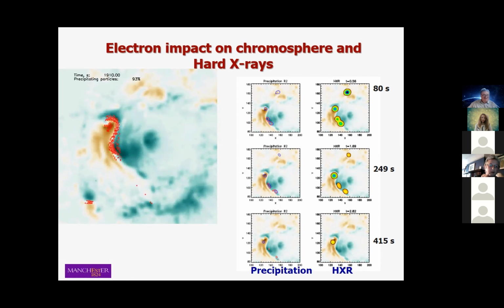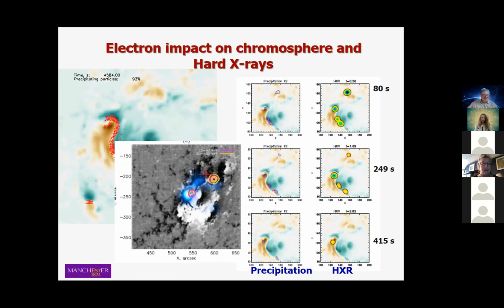So there was RHESSI data for this flare, and we find RHESSI showed 2 hard X-ray sources which correspond very nicely to this one and this one. There's no sign from RHESSI of this weaker source down here. Maybe it was too weak for RHESSI to observe. Maybe these electrons are somehow dissipated in some other way. But basically, very good agreement here.